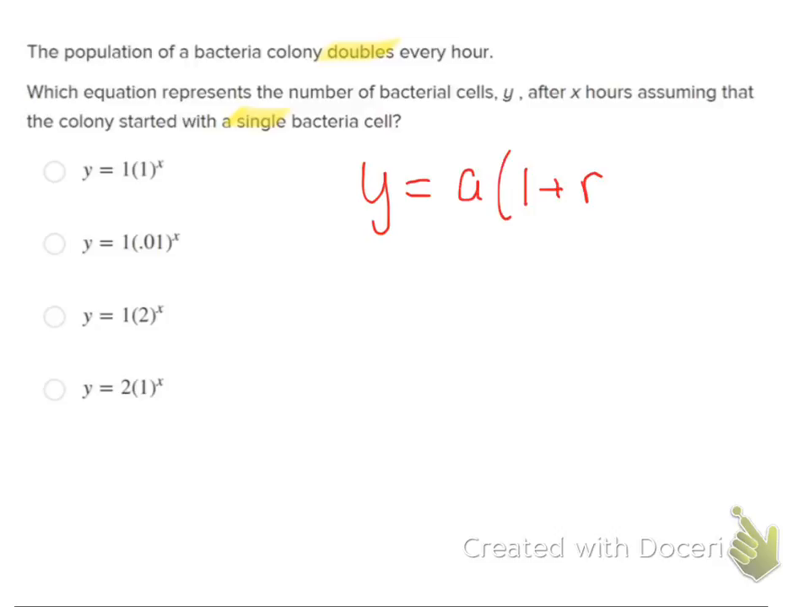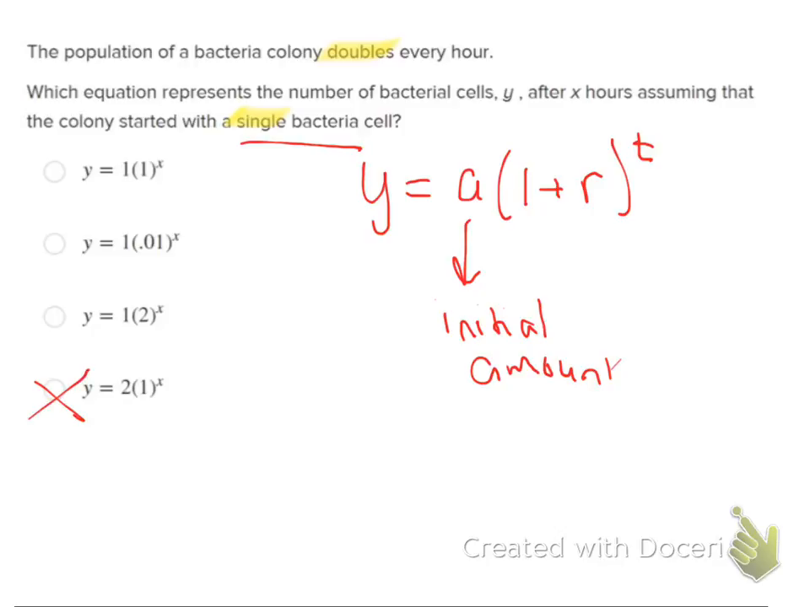plus the rate) to the power of t time. So which of these examples would correctly represent this situation? Well, remember, A is our initial amount, and it says our initial amount here is a single bacteria cell. So that means it's not the last one.